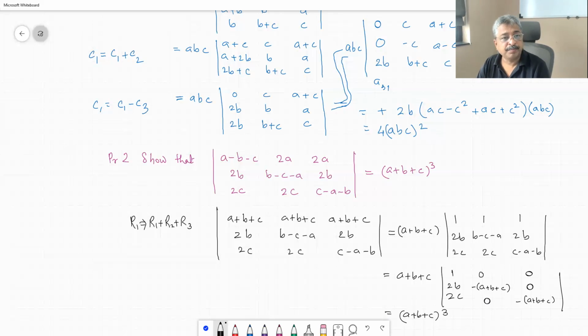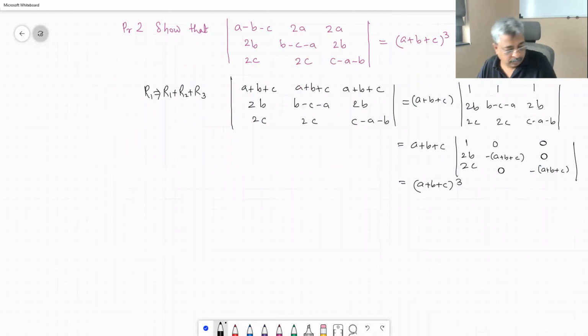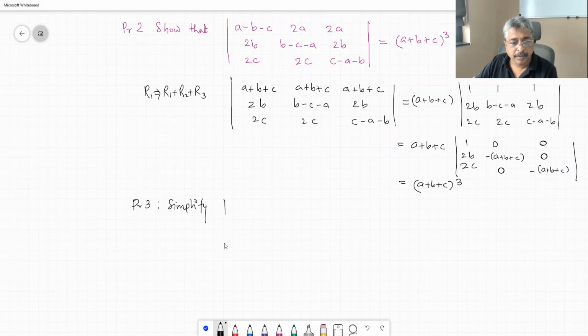Problem number 3. Prove that, or maybe I will now say find or simplify: B plus C bracket square, A square, A square; B square, C plus A bracket square, B square; C square, C square, A plus B bracket square.